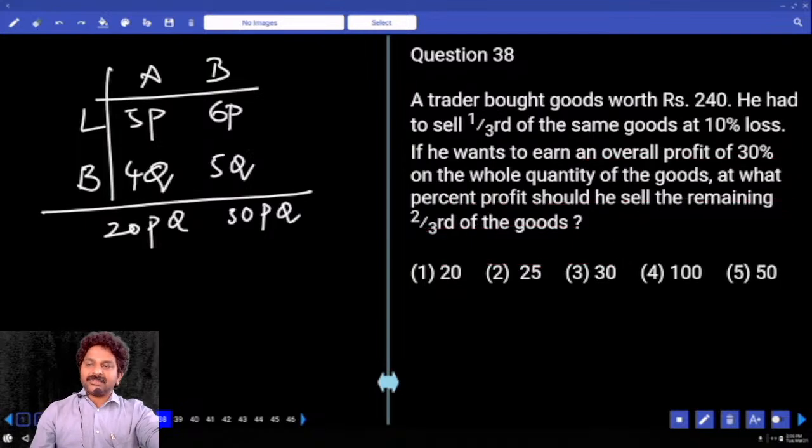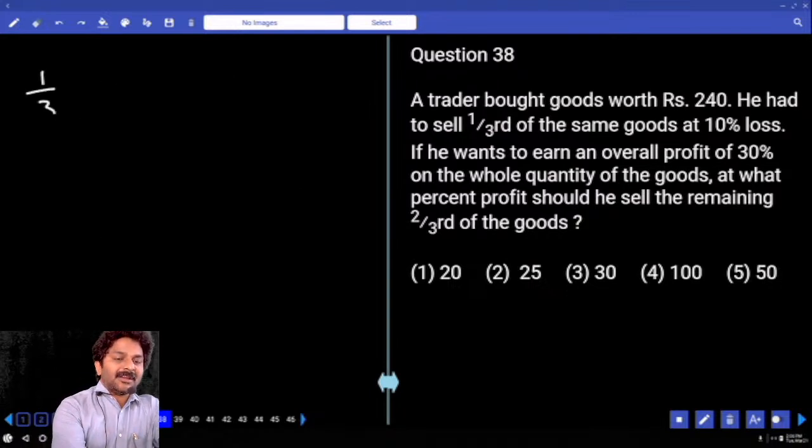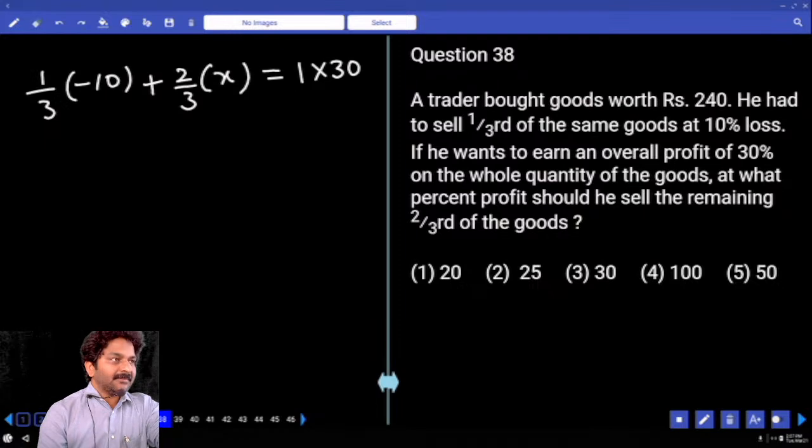A trader bought goods worth 240 rupees. He had to sell 1/3 of the same goods at 10% loss. If he wants to earn an overall profit of 30% on the whole quantity of goods, at what percent of profit should he sell the remaining 2/3 of the goods? 1/3 already sold at 10% loss, minus 10. Remaining 2/3, we need to calculate the value x. Overall, total value 1, 1 by 3 plus 2 by 3. Total 1. Overall, we are expecting 30% profit.